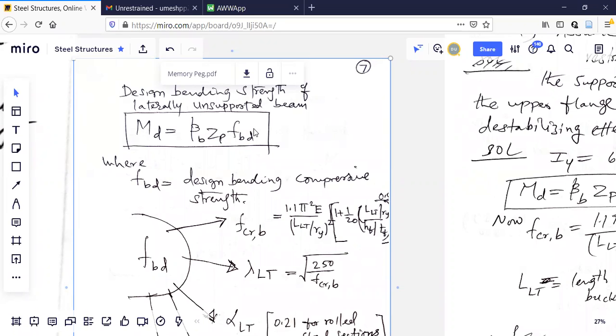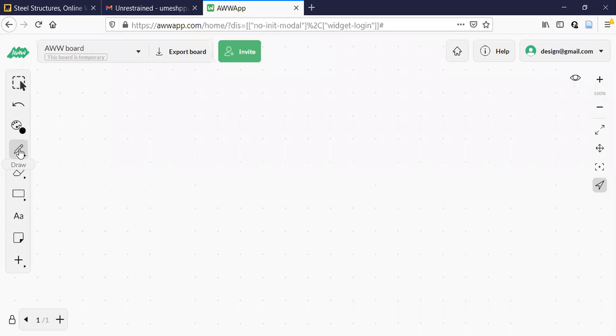If the compression flange is embedded inside the concrete, I already told you this one. Just observe this figure.